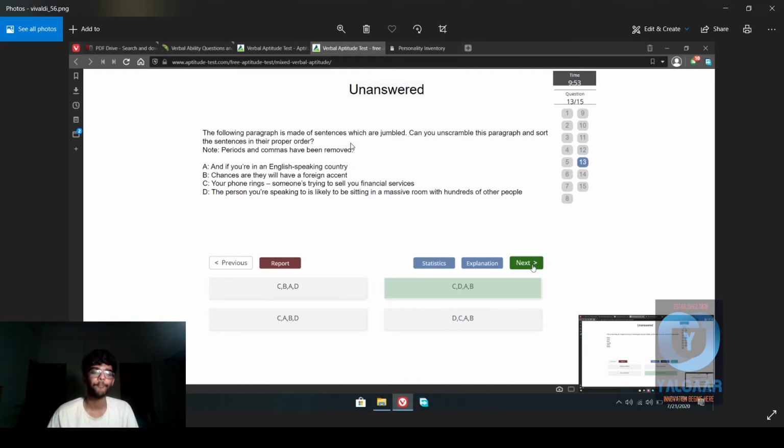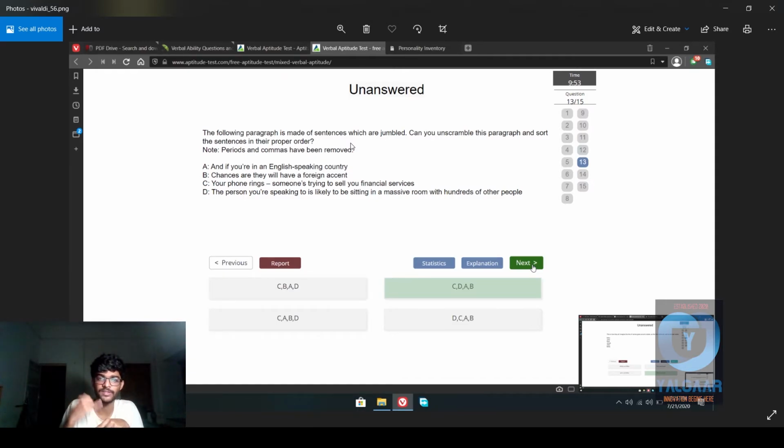Cool. So what we can do is C, because that is how you can start it. This is all based on how you think sentences can form or paragraphs can form. So your phone rings, someone's trying to sell you financial services. Calling you for Bajaj, Allianz and stuff like that. You want our services, etc. The person you're speaking to is likely to be sitting in a massive room with hundreds of other people.